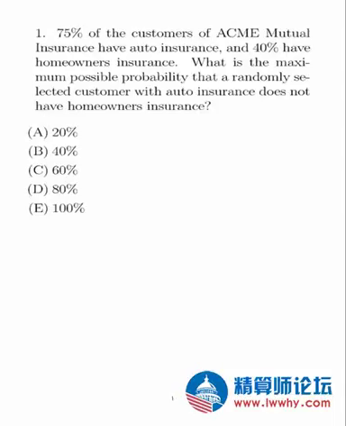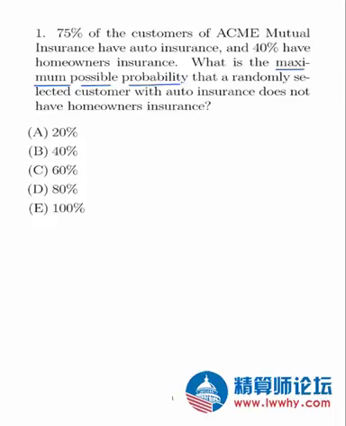This first question is a variation on the standard Venn diagram question. The sense in which this is a variation is that instead of giving you all the information you need and then asking you to compute something, we have a partial amount of information and are asked to find the maximum possible probability. Or likewise, we might be asked to find a minimum probability.